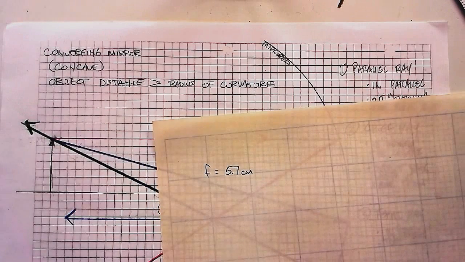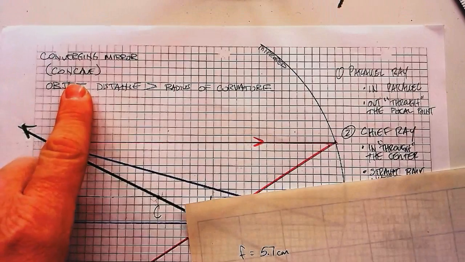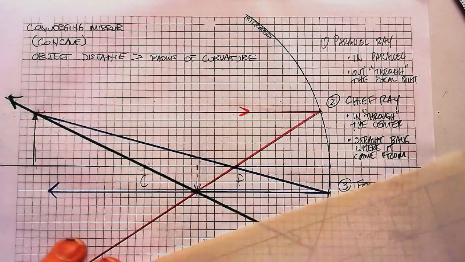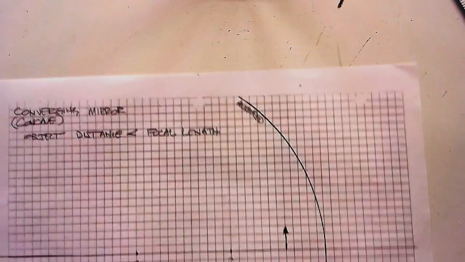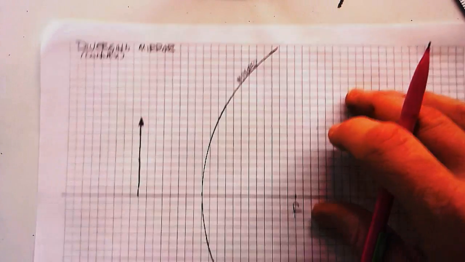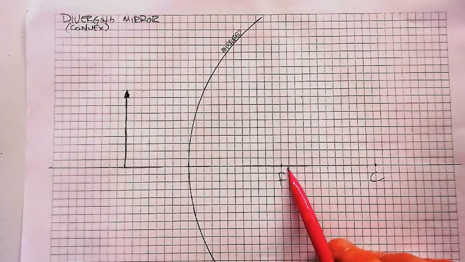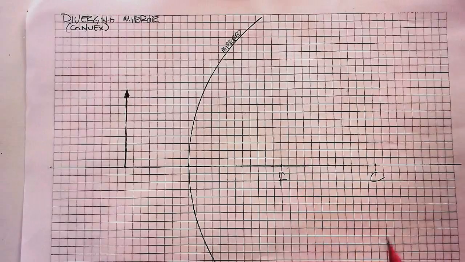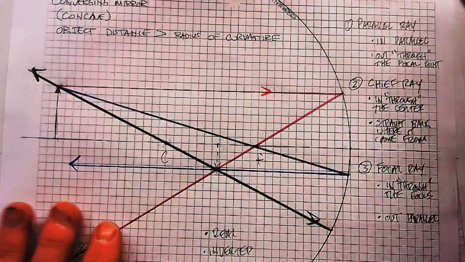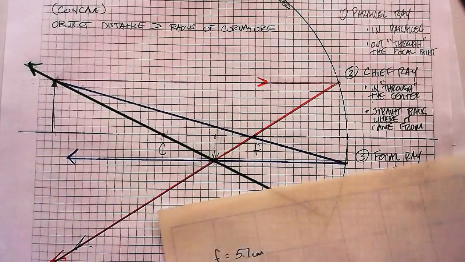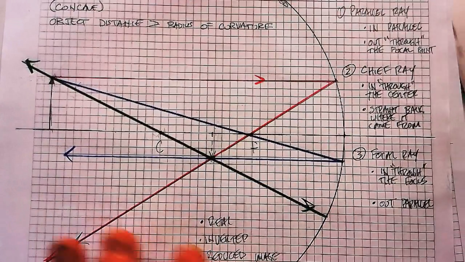Positive. Why is it positive? Because it's a converging mirror. If it was a diverging mirror, they would look like this, by the way. This would be an example of a diverging mirror, with the focal length behind the mirrored surface. If it was diverging, it would be a negative focal length, but here it's going to be positive. So we're going to do a sample problem to see if this all makes sense.